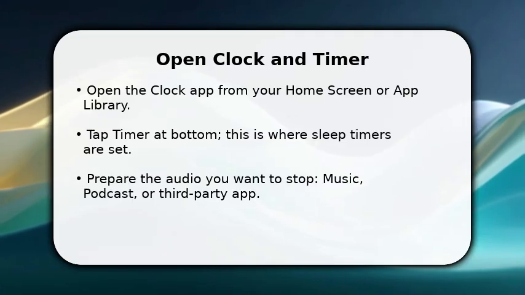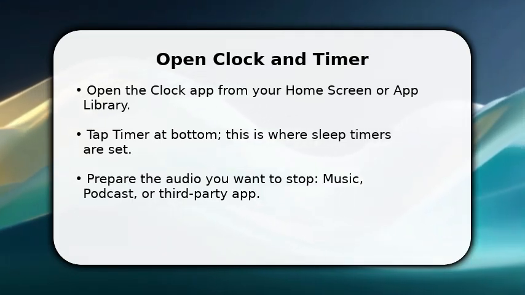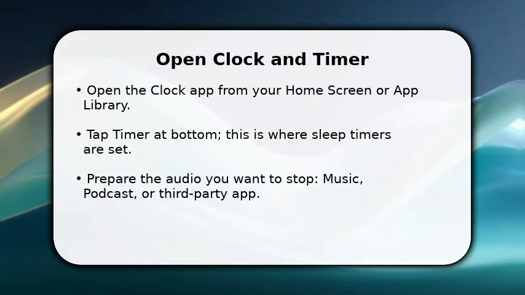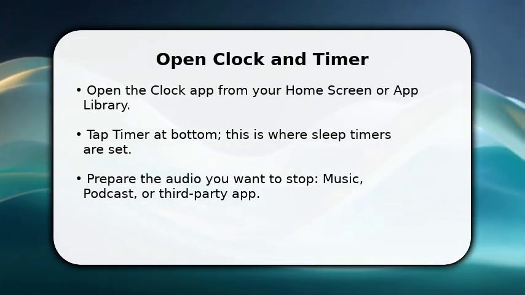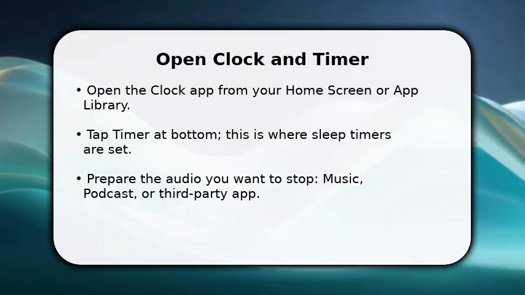You'll start by opening the clock app and tapping timer. This is the quickest path to a sleep timer. Once done, set up the audio you plan to stop. Play your song or podcast so you can test immediately.